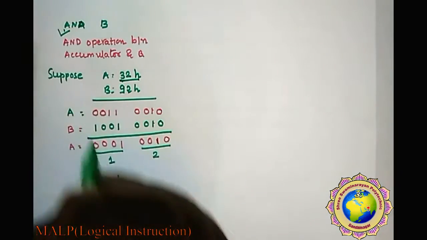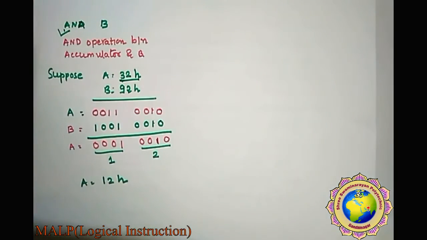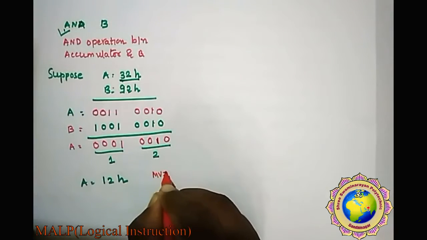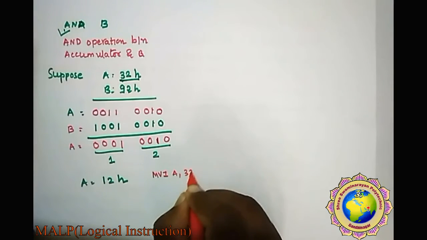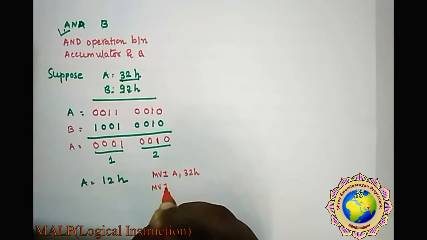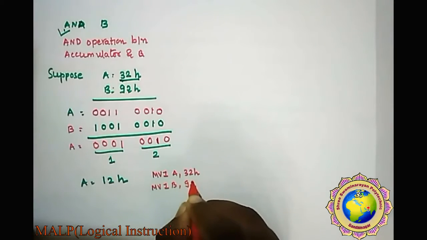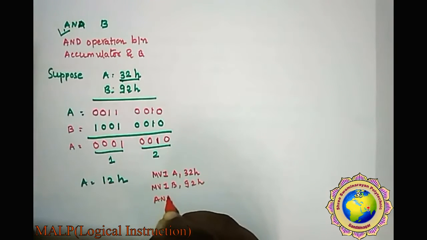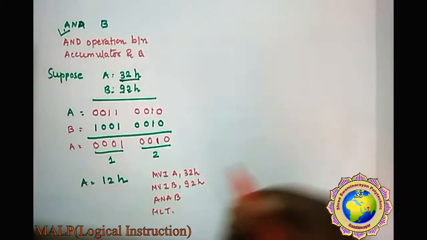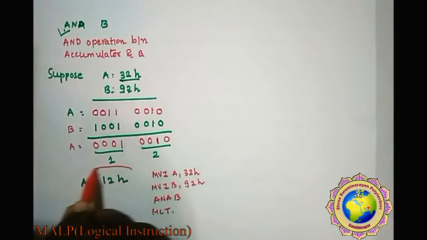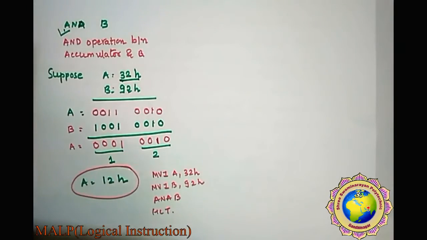So what we have to write? First we have to load accumulator and B. So write here MVI A 32H, MVI B 92H, and then perform A and AB and then HLT. Okay, so you can get the answer in the accumulator is 12H.